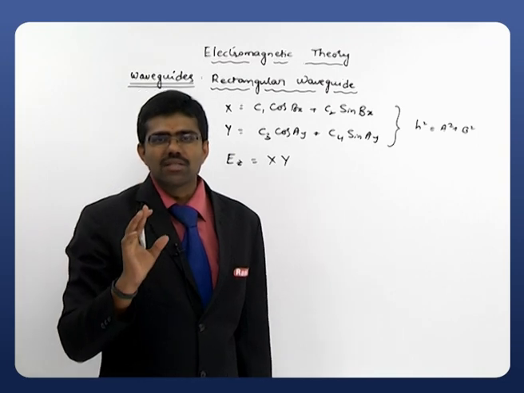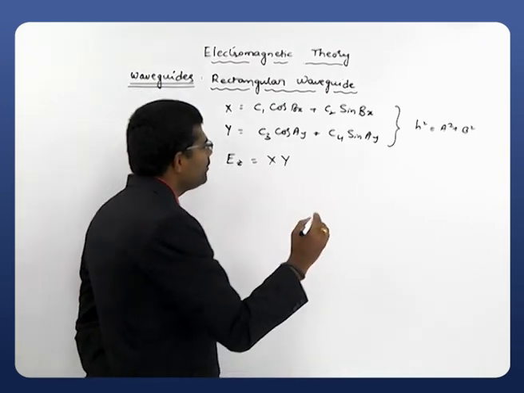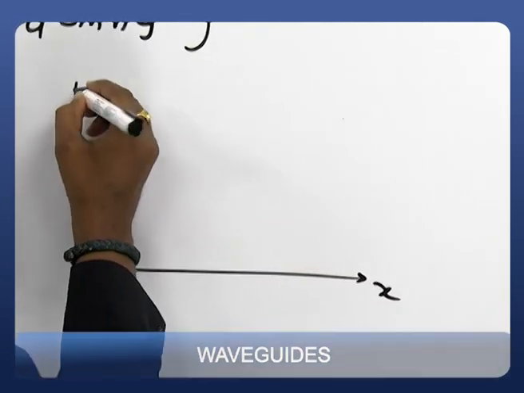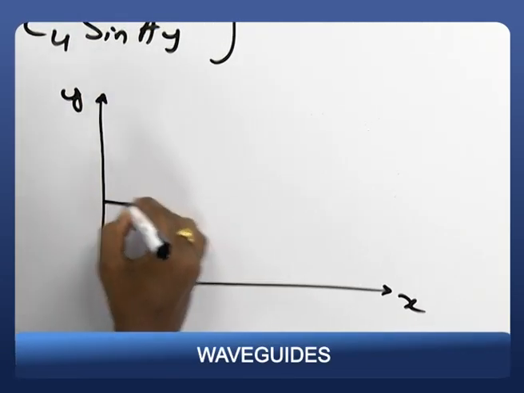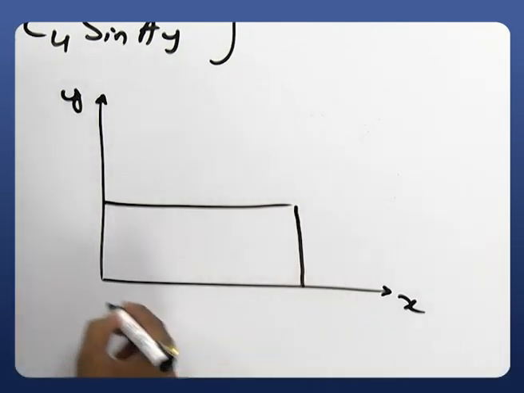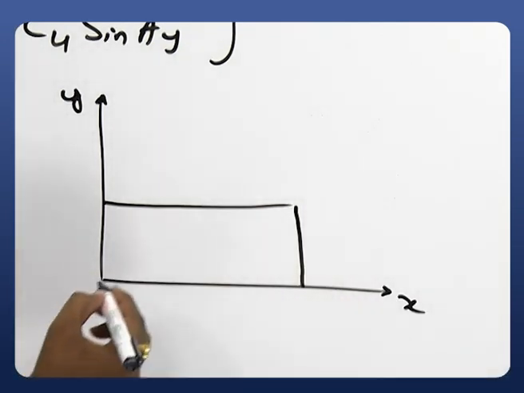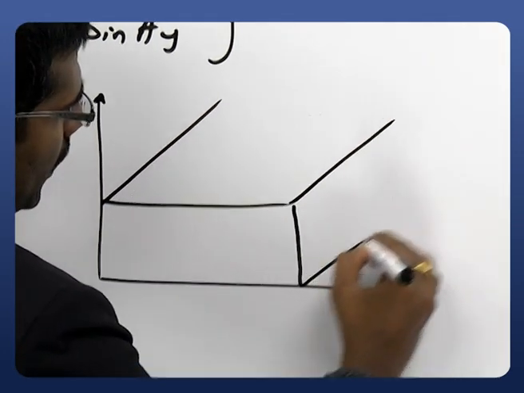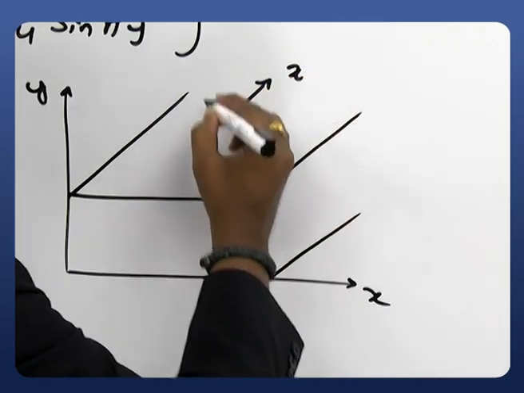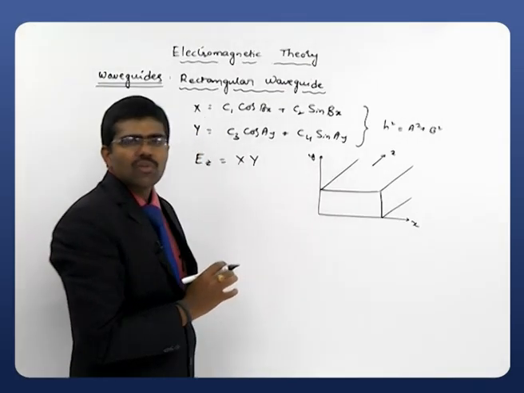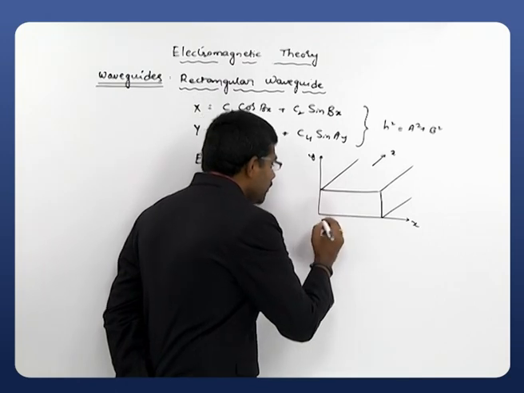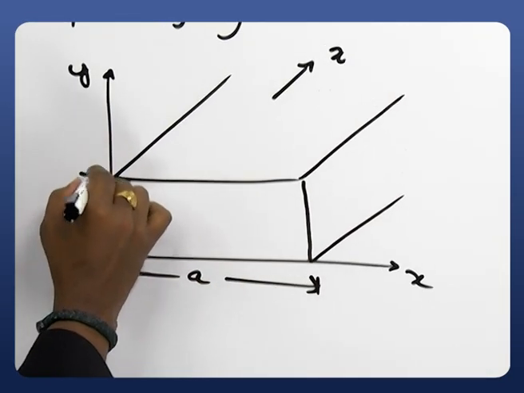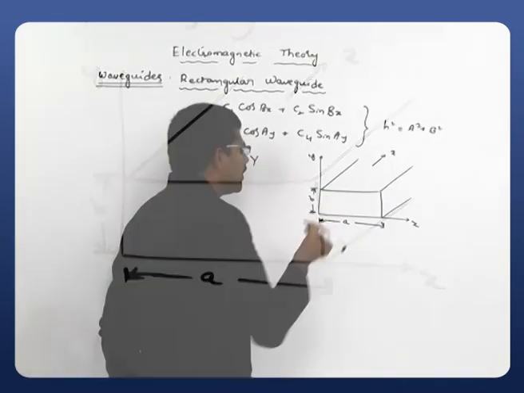Now what are the boundary conditions? To obtain the boundary conditions, once again, recollect our rectangular waveguide. How was the rectangular waveguide placed? The rectangular waveguide was placed on a plane in such a way that the broader dimension is along x, the narrower dimension is along y, and the wave is propagating in the z direction. This is the placement of our rectangular waveguide. The inner dimensions are sufficient. So the broader dimension is A and the narrower dimension is B.